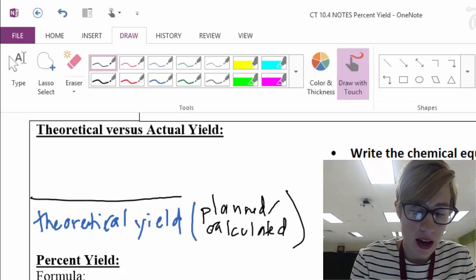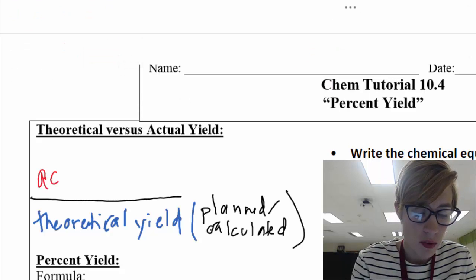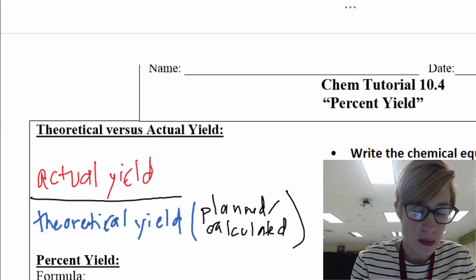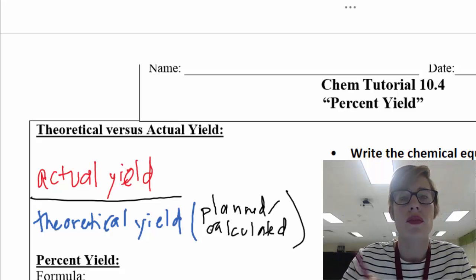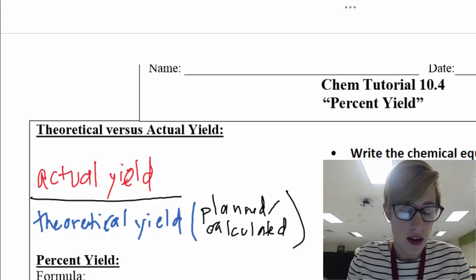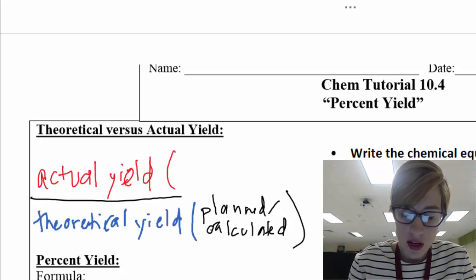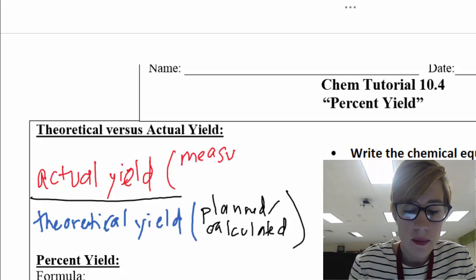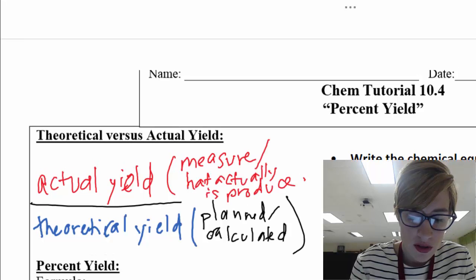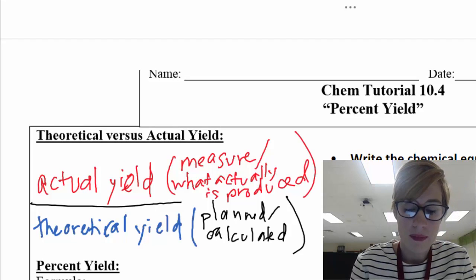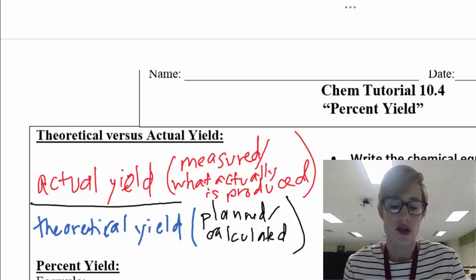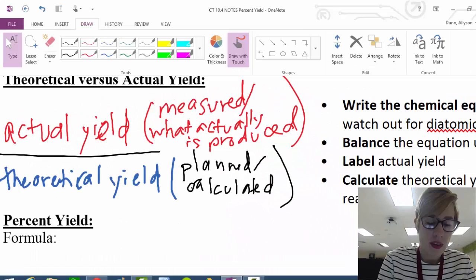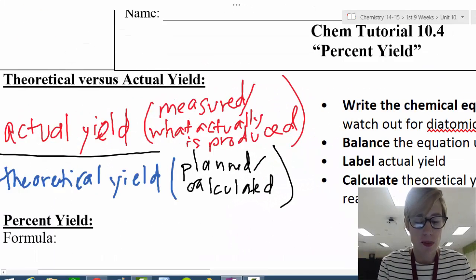The other term that I mentioned was actual. What do you actually produce, or what is your actual yield? Remember, yield just means what we produce after the arrow, okay? So actual yield is what really happens. So I'm going to say what we measure in the lab. This is what's actually produced, like we measured that we produced this much, okay?